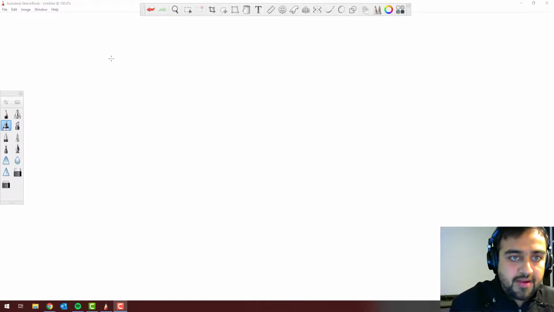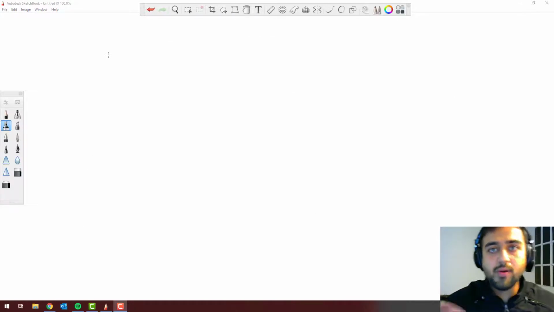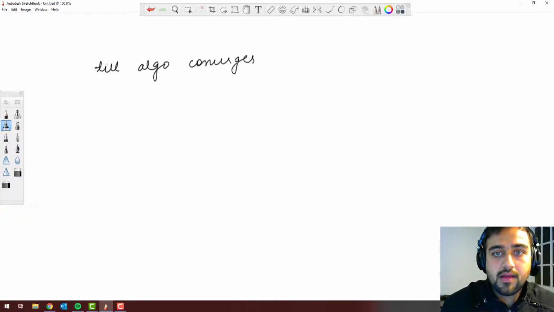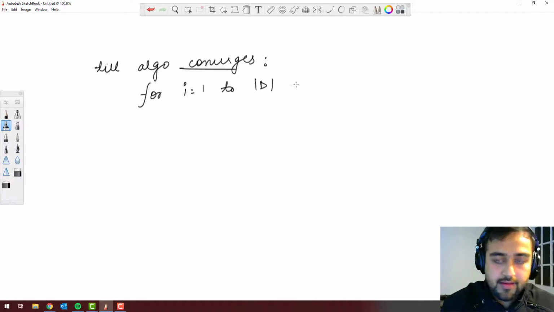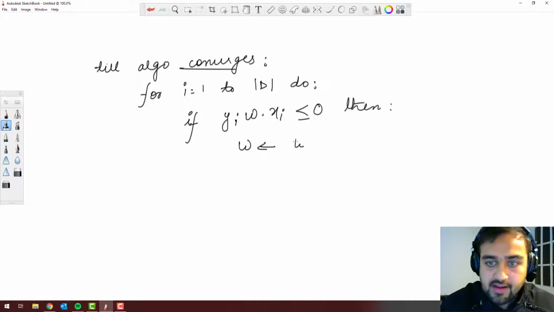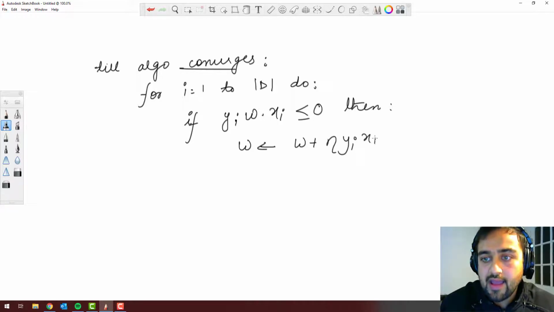So this gives us the basis of our perceptron learning algorithm. If I want to write the algorithm, it would be: till the algorithm converges, that is, till it has not converged, we'll continue our loop. For each sample i in our data set, now look carefully, if yi w xi is less than 0, then w gets updated with w plus eta yi xi.